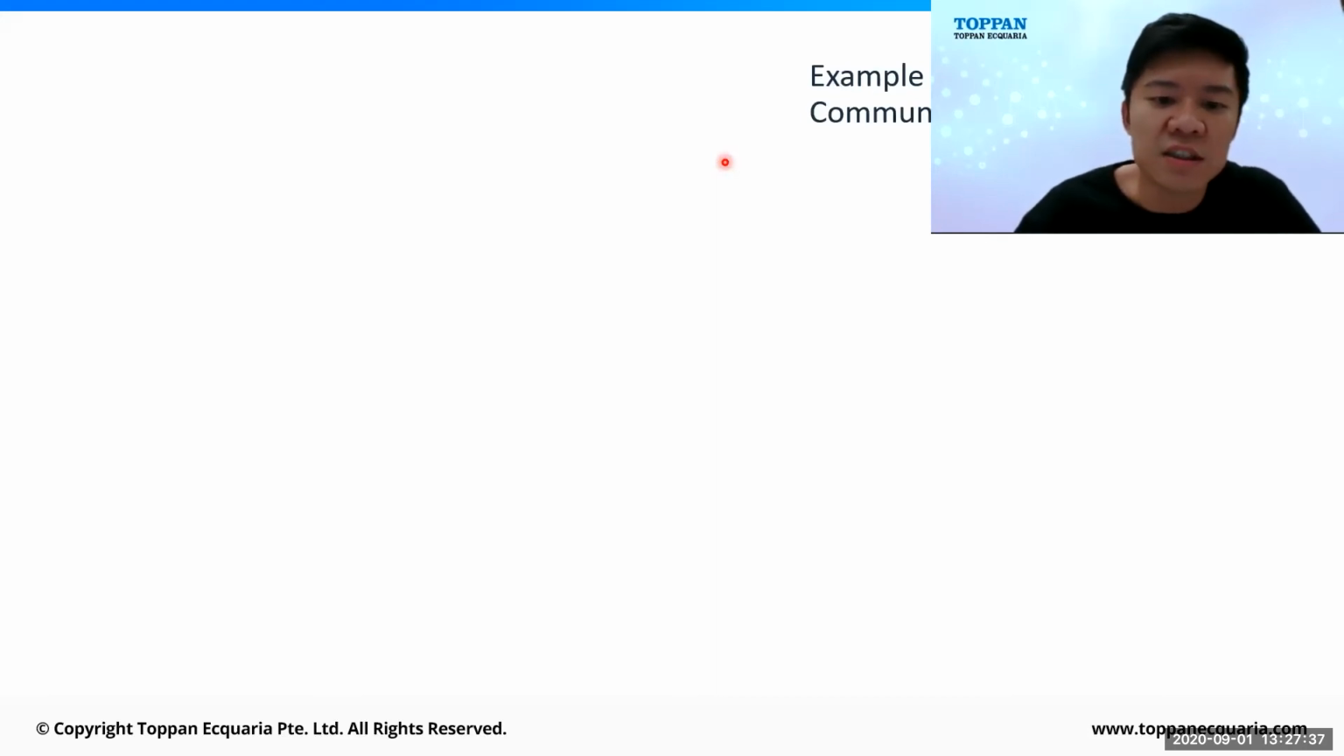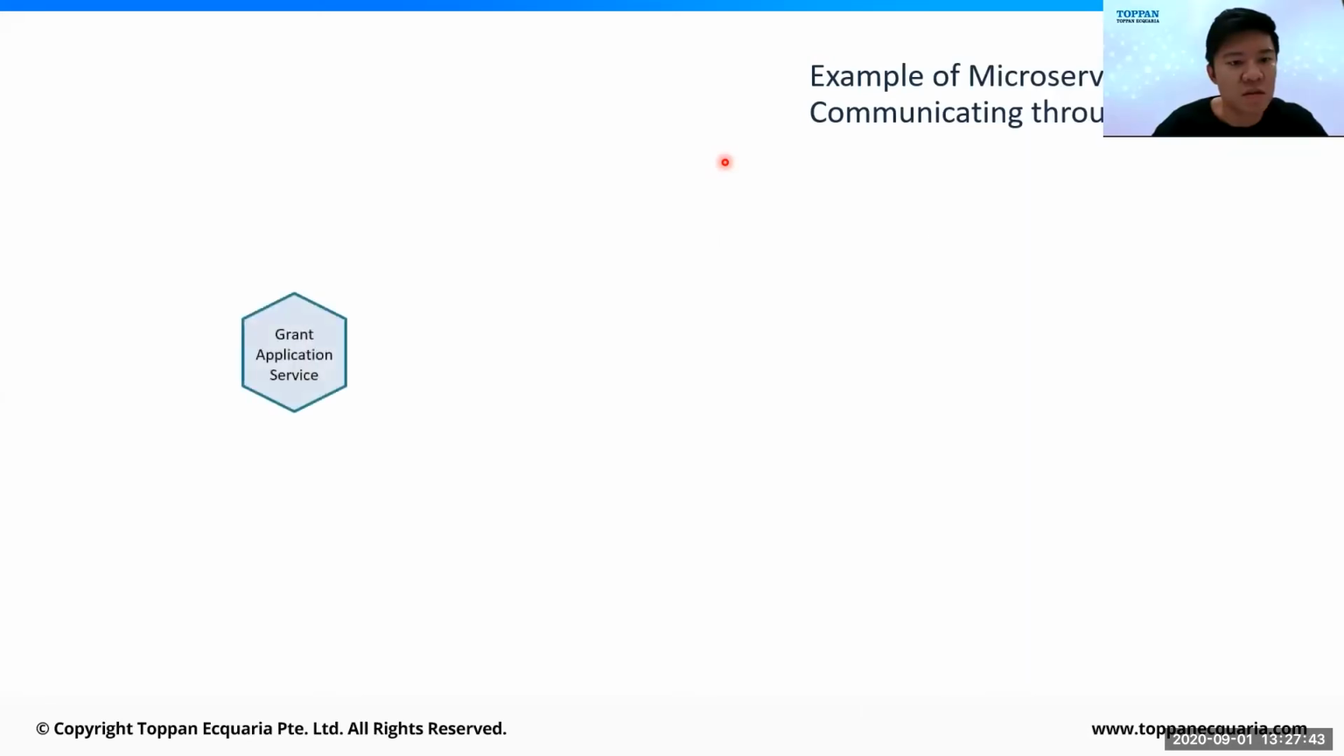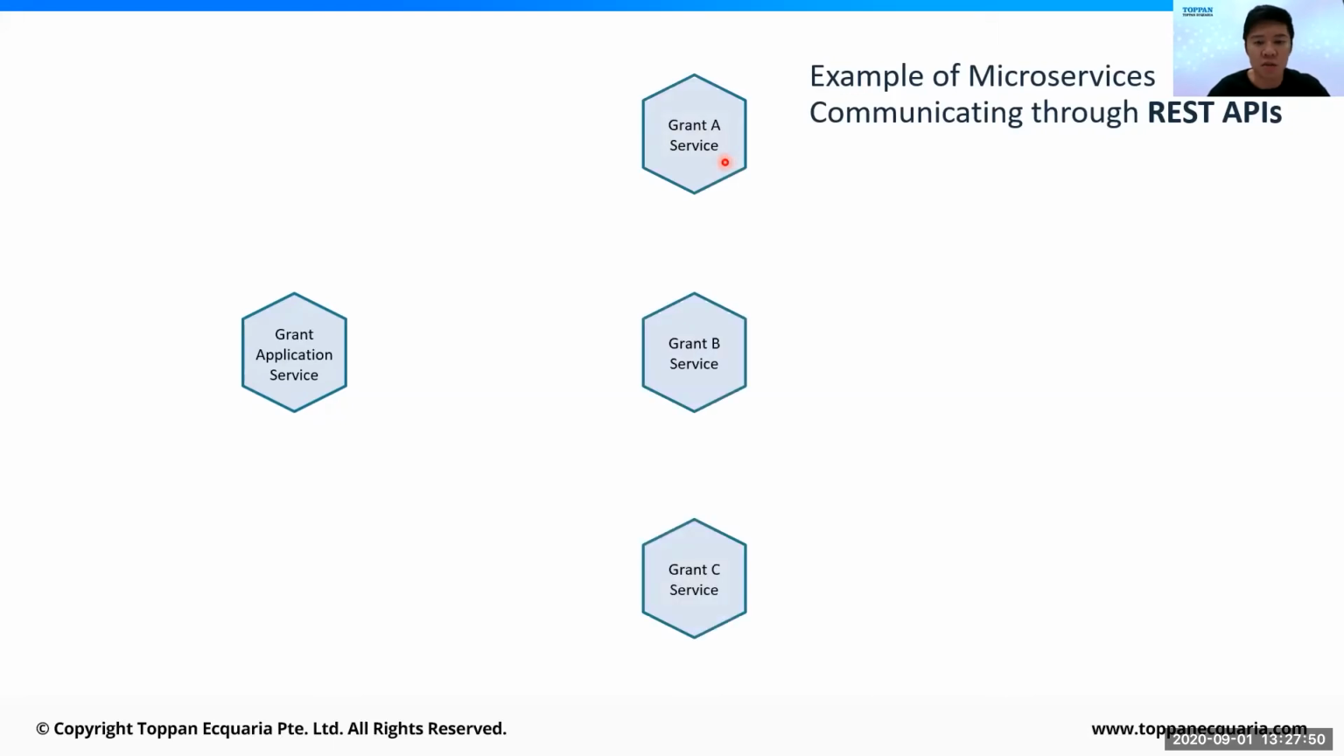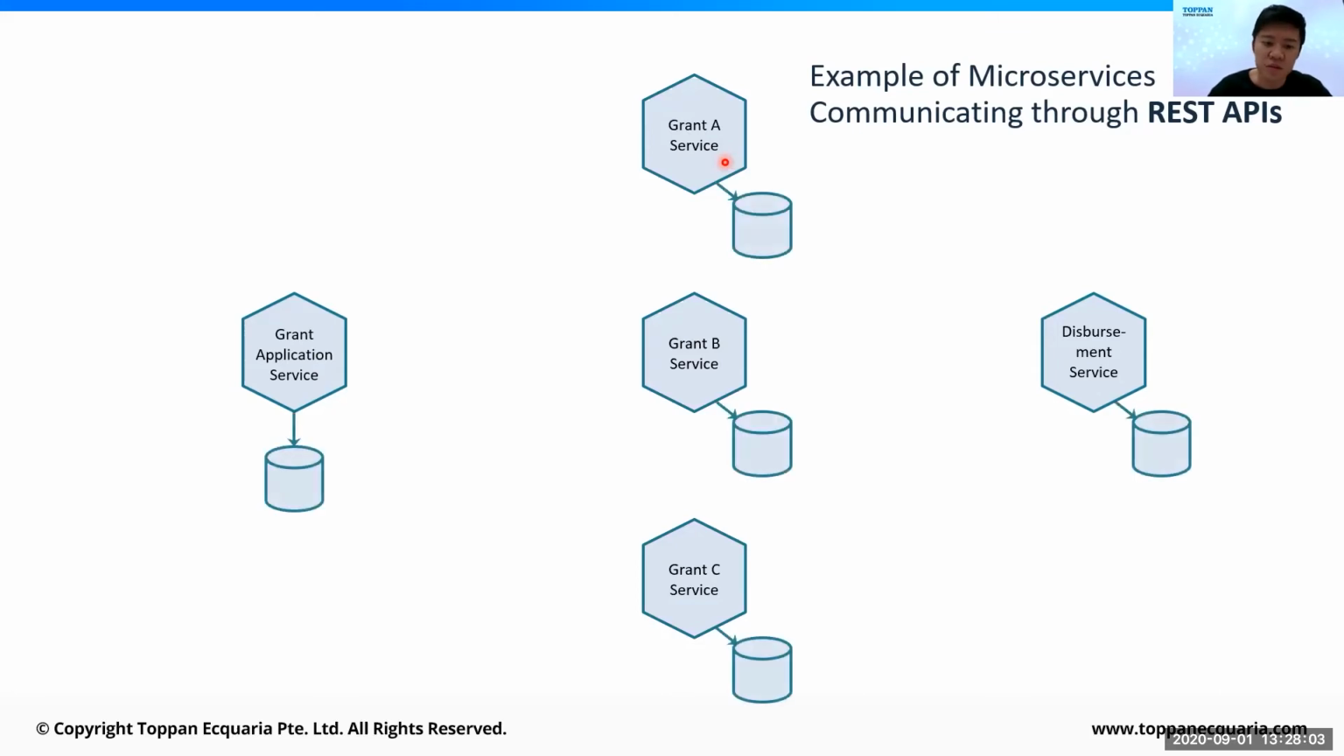Let's first take a look at the design based on REST for its service communications. There's a grant application service to provide online application functionalities to the applicant. There will be a service for each type of grant. There's also a disbursement service that will handle the grant disbursement after the grant is approved. Each service will have their own persistent data store to store their own data, and each service will also expose their REST APIs for integration with other services.